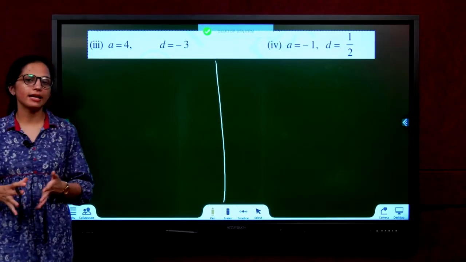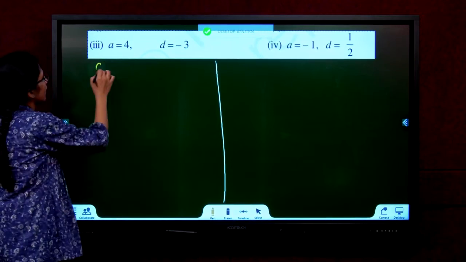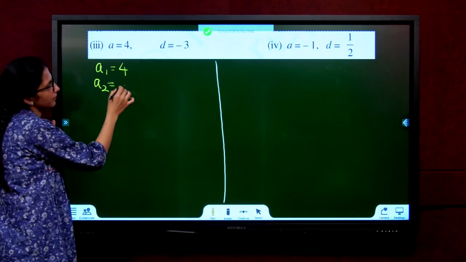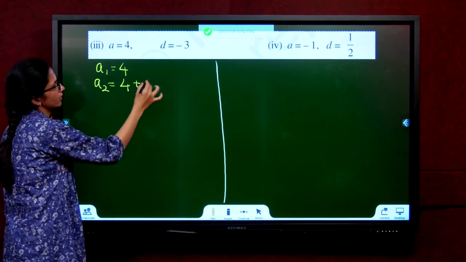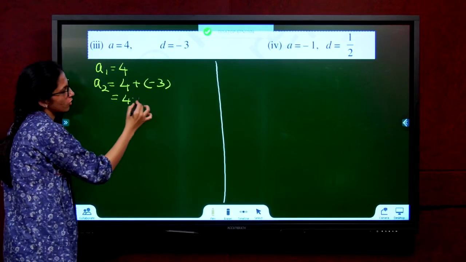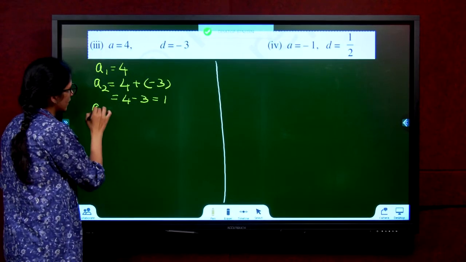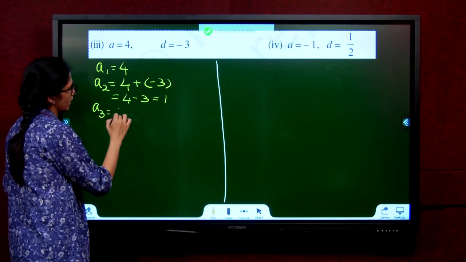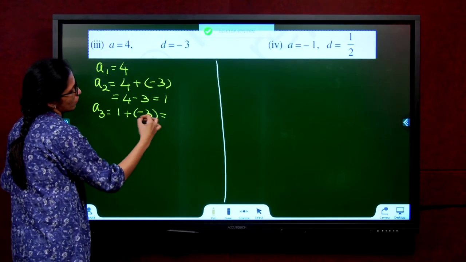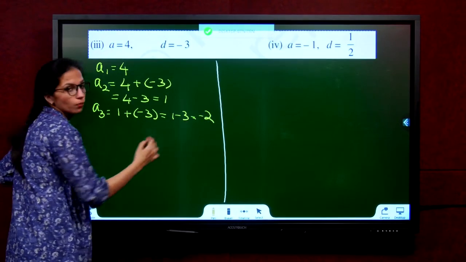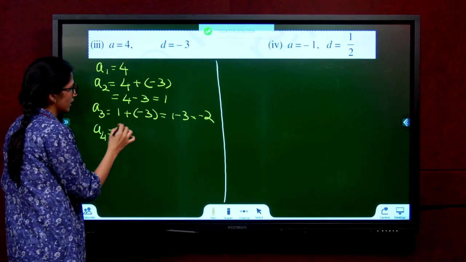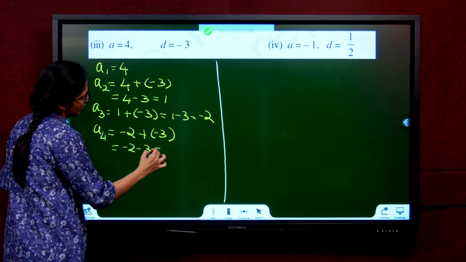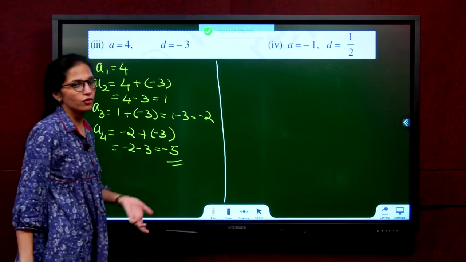Okay, so now we will do it directly, not write the formula at every step. A1 is A, I am not writing it, I will directly write 4. A2 is A1 plus D, not writing, just directly doing it. 4 plus minus 3, which is 4 minus 3, which is 1. A3 is A2 plus D. What is A2? 1. Plus minus 3, 1 minus 3, minus 2. A4 is minus 2 plus minus 3, minus 2 minus 3, minus 5. These are the first four terms of an AP.